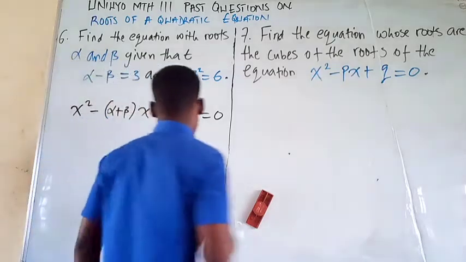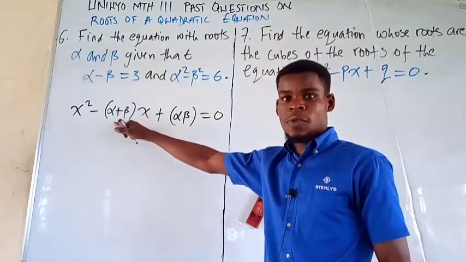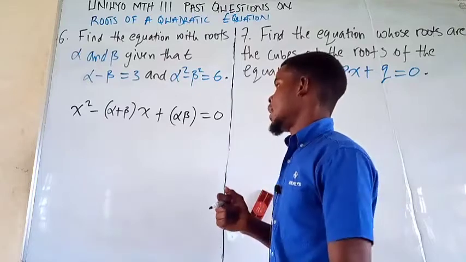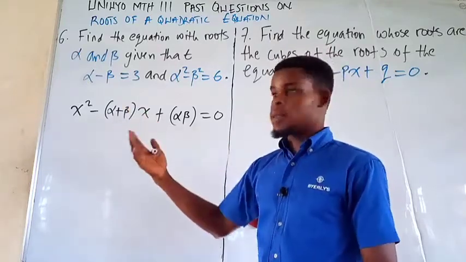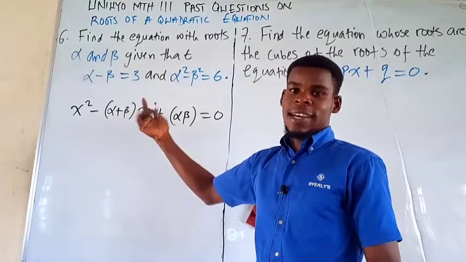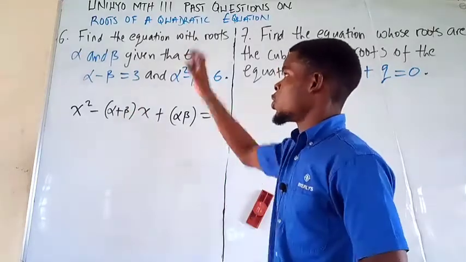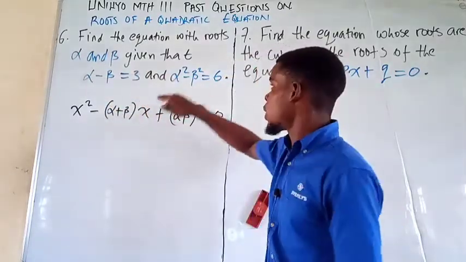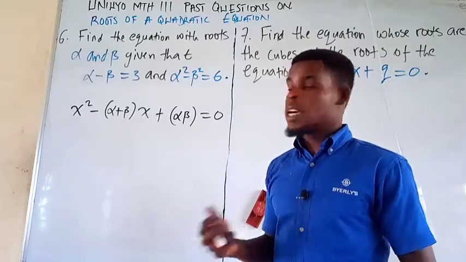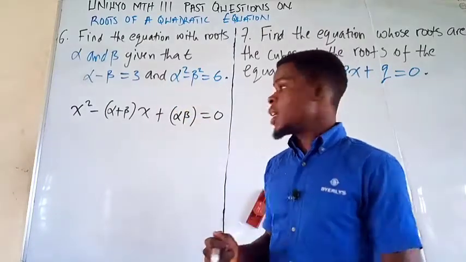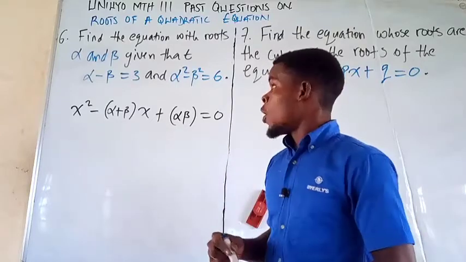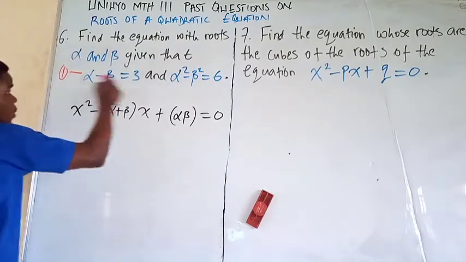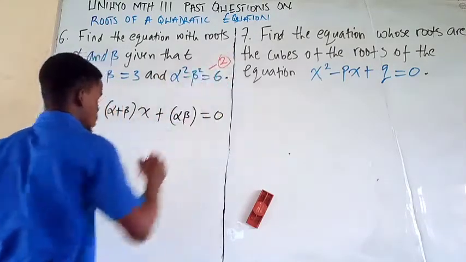So our work is to go ahead and find the sum of the two roots, alpha and beta, and also find the product of the same two roots. And when we get those, we just plug them in right here, and that would give us the equation with these roots. So given these two equations, the first one is alpha minus beta equals 3, and alpha squared minus beta squared equals 6. These are the things we'll be making use of to get the new equation. I would like to call this 1, and this 2.